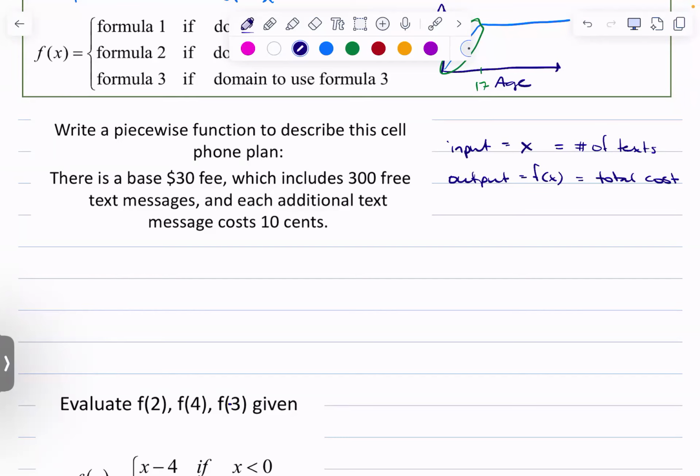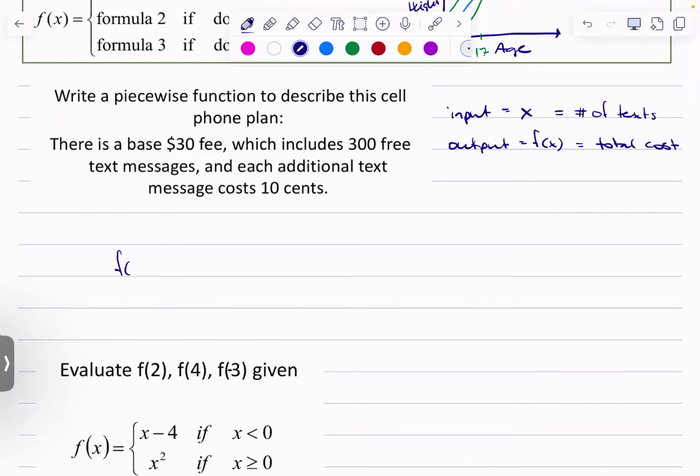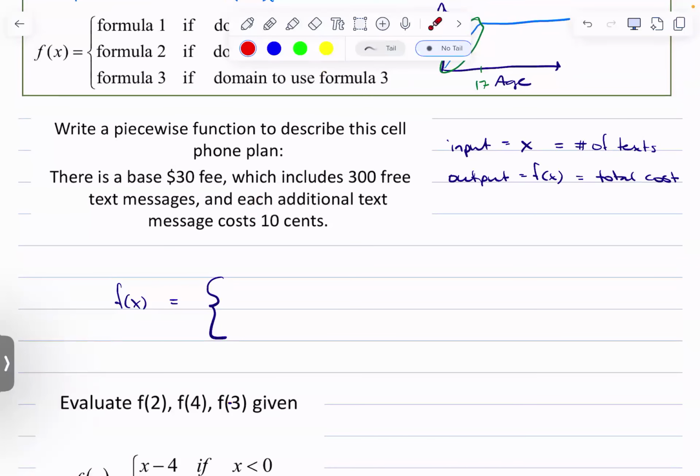So knowing that, what can we do? F of x, even if you had to solve this, I'm confident that you could solve this problem if I said, oh, I sent 470 text messages, right? How much will I have to pay? You can solve this, right?